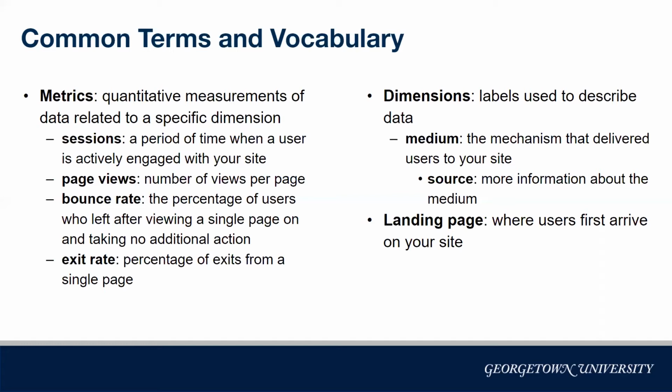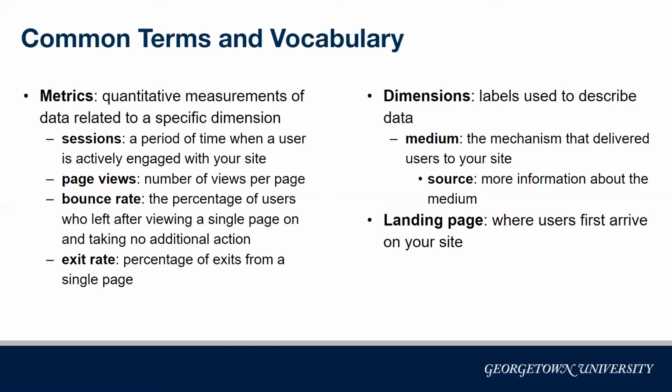So for example, if the medium was an organic search, the source could be something like Google. If the medium was a referral, the source could be something like Facebook. Another term I wanted to bring attention to on Google Analytics is the landing page. And I'm sure you're all familiar with the concept of landing pages for Georgetown sites.